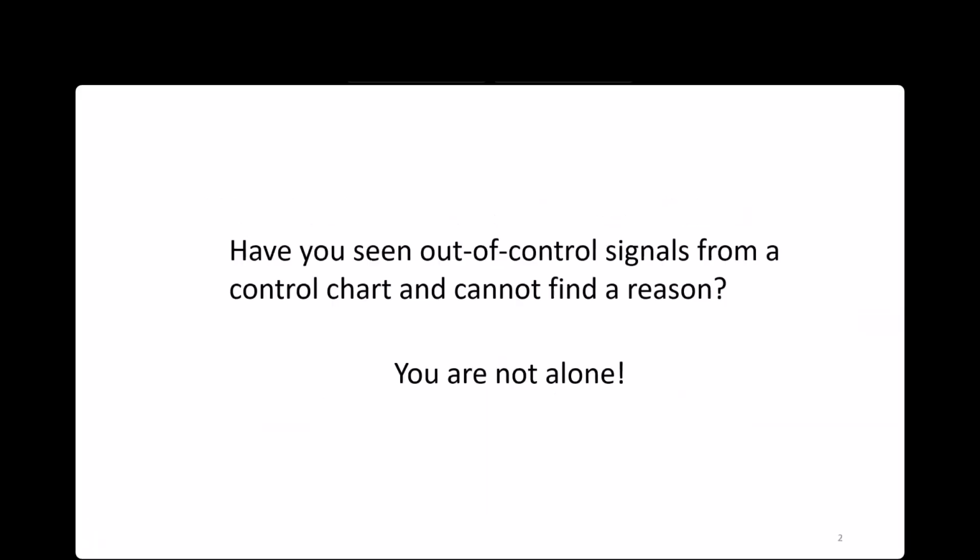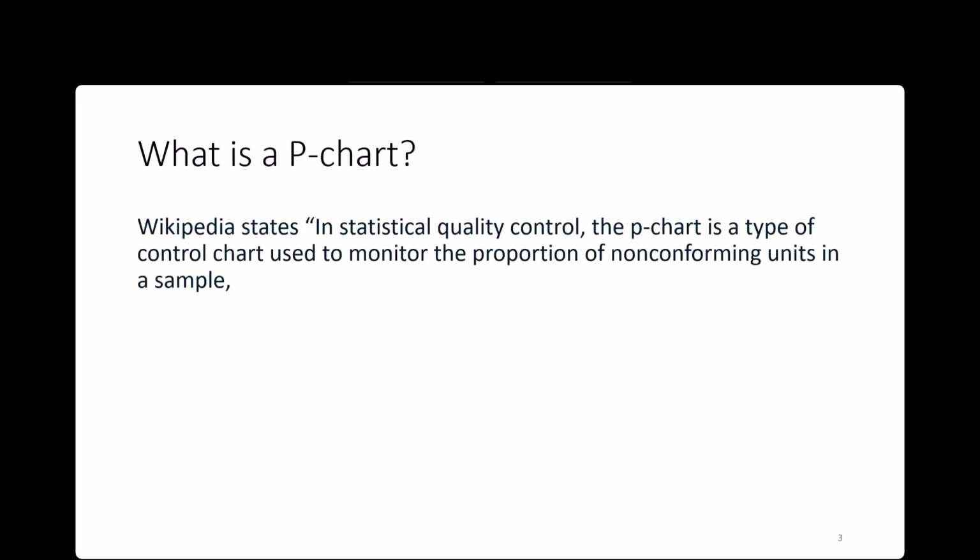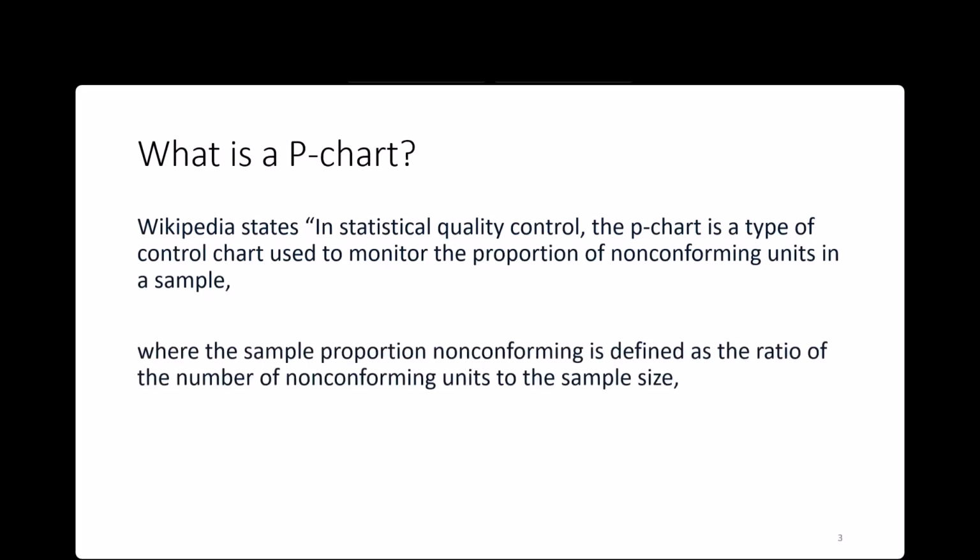Have you seen out of control signals from a control chart and cannot find a reason? You're not alone. Wikipedia states, in statistical quality control, the P-chart is a type of control chart used to monitor the proportion of non-conforming units in a sample, where the sample proportion non-conforming is defined as a ratio of the number of non-conforming units to the sample size.